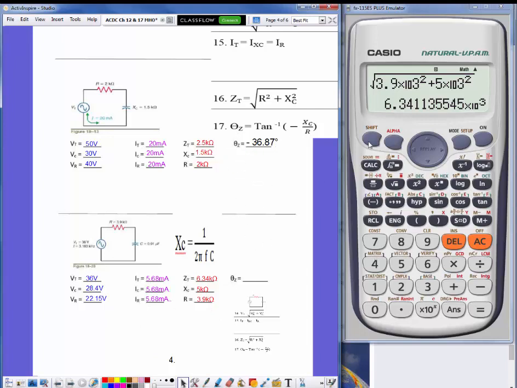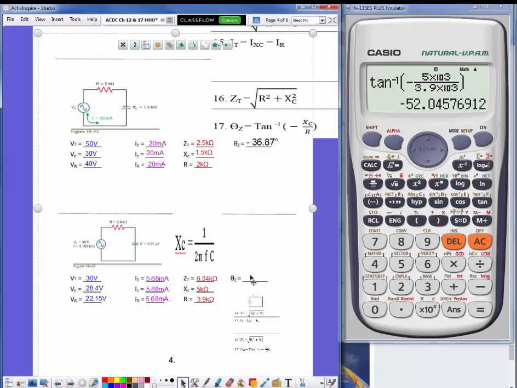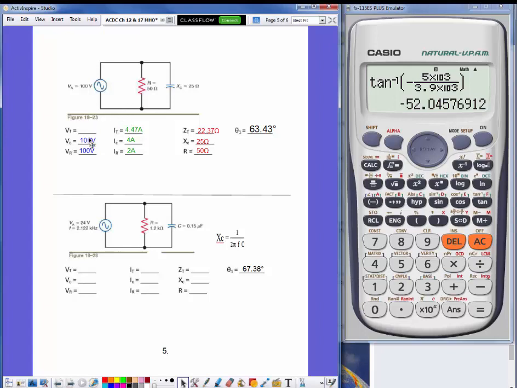The only thing left is to find theta Z. And that's going to be shift tangent, minus, you're going to put the XC on top, over R, scroll over, close parentheses, and remember that is degrees, -52.5.